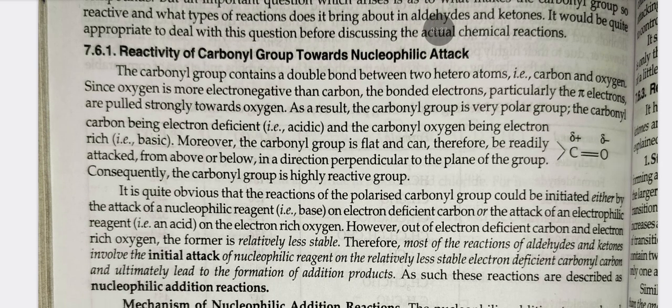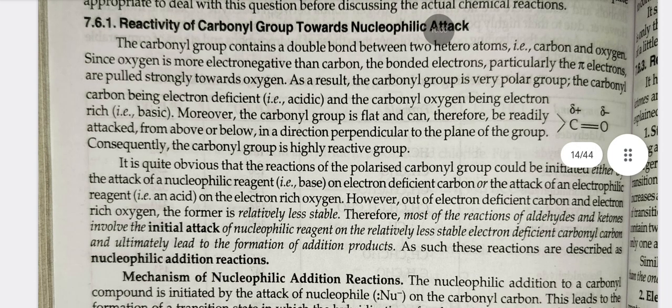Reactivity of the carbonyl group towards nucleophilic attack. The carbonyl group contains a double bond between the two heteroatoms, carbon and oxygen. Since oxygen is more electronegative than carbon, the bonded electrons, particularly the pi electrons, are pulled strongly towards oxygen. As a result, the carbonyl group is very polar.